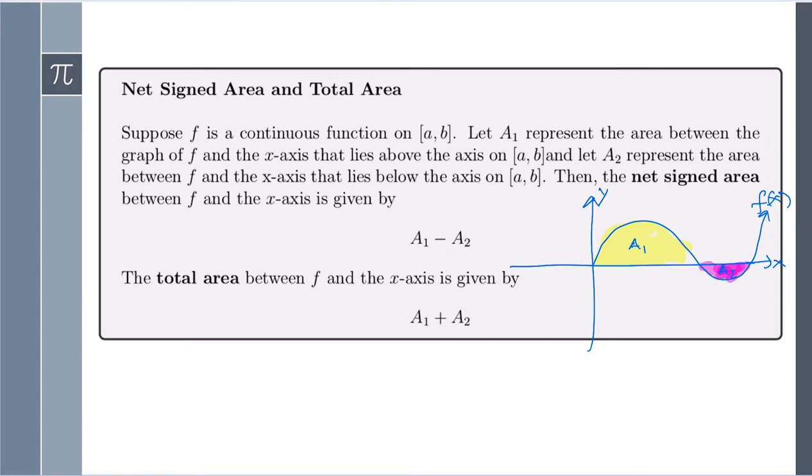So this area, we consider this as a negative area. So this is the first one. Here we have a positive area. So this is positive area and this is negative area. When we say the net signed area, it is the net area: A1 minus the area below the x-axis, which is A sub 2. So that is the net area. But when we say total area, we find the sum of those two areas. So A1 plus A2 gives us the total area. This is similar to when we talk about distance and displacement. So net signed area is just like displacement, and total area is like distance, okay?